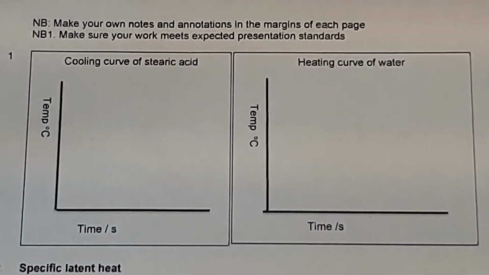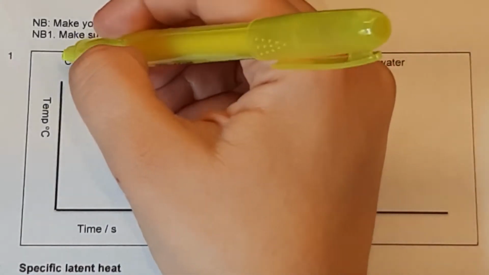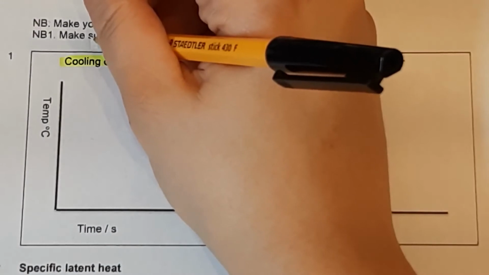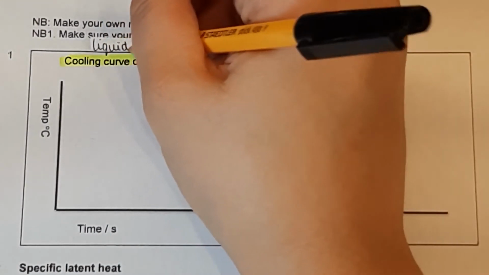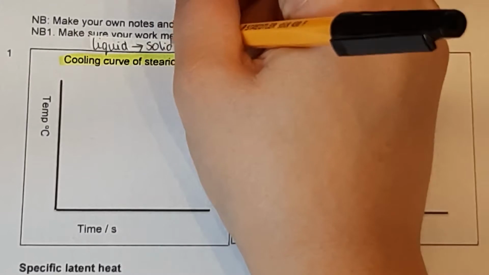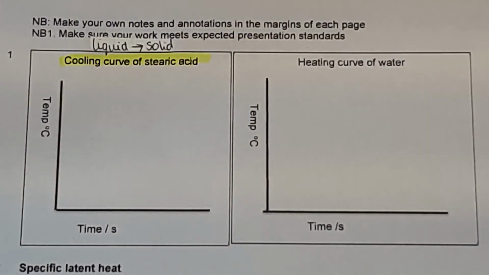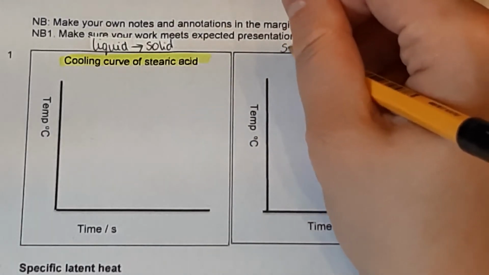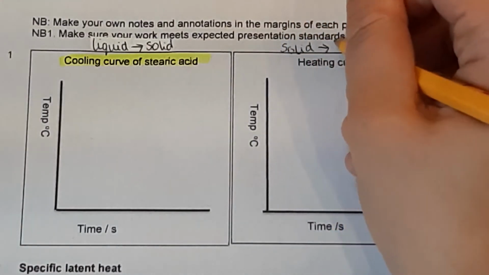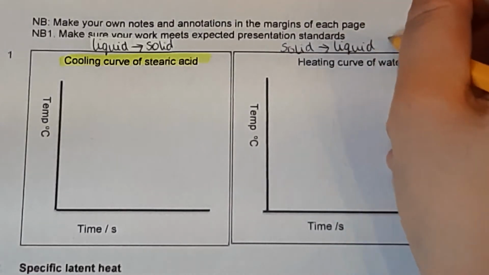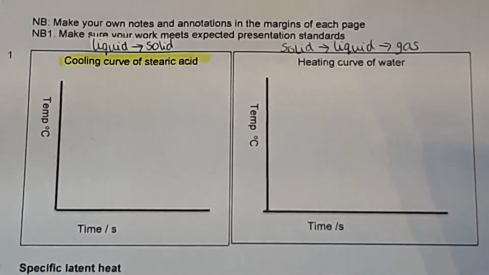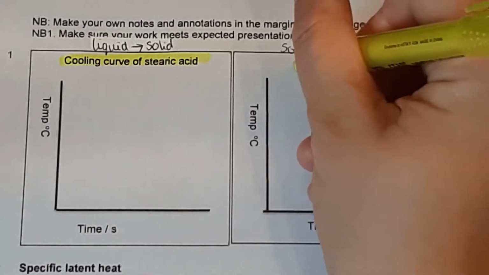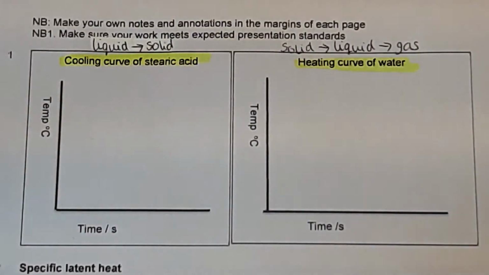So here are the graphs that we want you to do. This one is a cooling curve of stearic acid. We want you to look at going from liquid to solid. So just one change of state there. With the heating curve of water, we're going to be starting out with ice. So we're going to start with solid, moving on to liquid, and then moving on to gas. So there are 2 changes of state for this one. Okay, so pause the video whilst you do that, please.